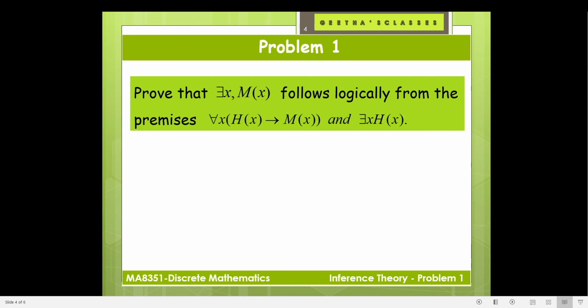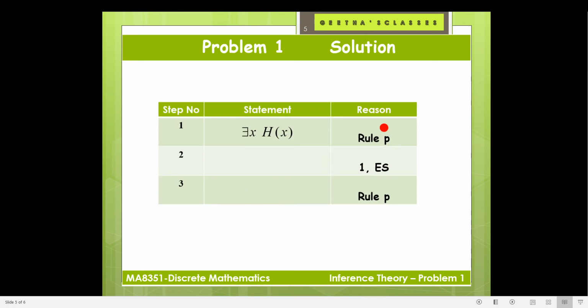Now we are moving into the solution. First we are using the given statement. We introduce the given premise, there exists x H of x. A given premise means we write rule P. Now this, there exists x H of x, can be written as H of a. This is by rule ES, existential specification. We are using step number 1 and ES, so we write H of a.